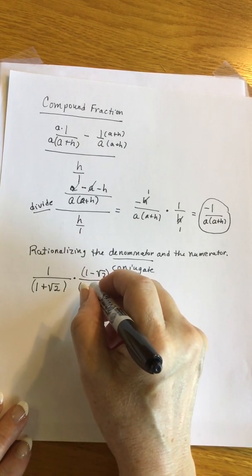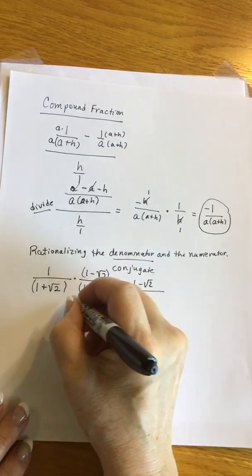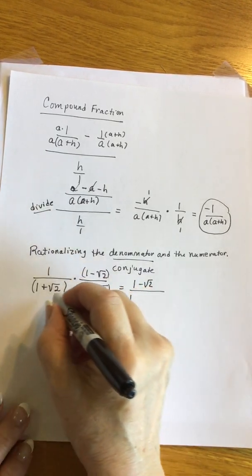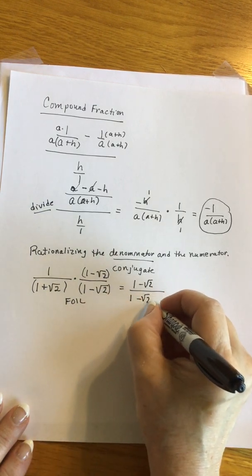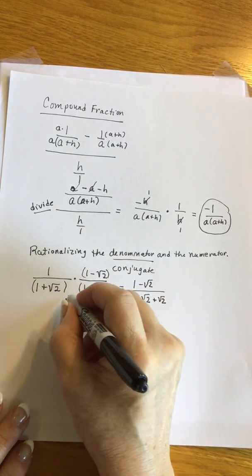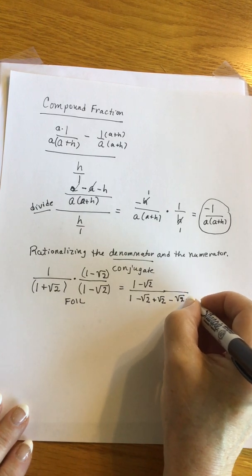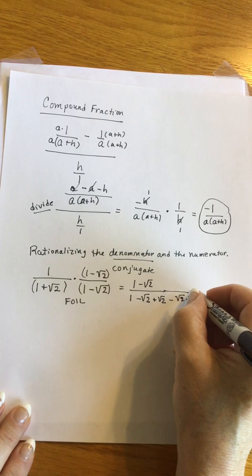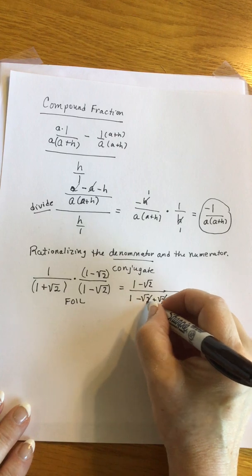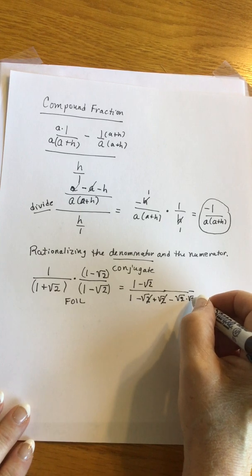So the numerator, I'm multiplying straight across. 1 times anything would be 1 minus square root of 2. Here we have FOIL. First times each other gives me 1. Outside ones gives me a negative square root of 2. Inside ones gives me a positive square root of 2. And the last one gives me a minus square root of 2 times square root of 2. So this negative square root of 2 and this positive square root of 2 are going to cancel each other out. Square root of 2 times square root of 2 gives me square root of 4. Square root of 4 comes out to be 2.